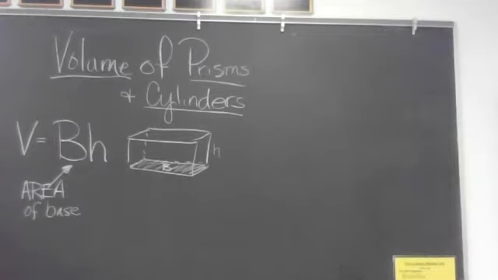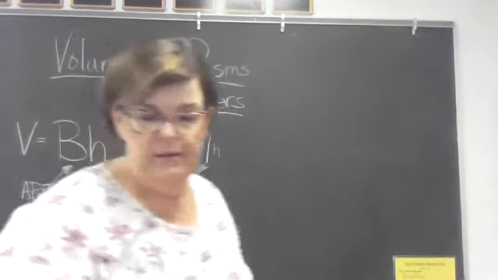Now what we're going to do is there are different types of prisms. There are prisms with the base that is a triangle, or prisms with the base that's a trapezoid, or prisms with the base that is a parallelogram. And so that's what we're going to be dealing with today.